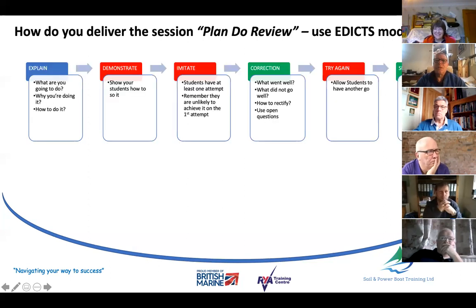So this is my view of the EDIT model, what I use. And yes, absolutely, like anything, you have to adapt it to the right environment. For me, it's to explain a bit at the very start what you're going to do, why you're doing it, how you do it. You try and do a demo. Do you always have to do a demo? The answer to me is no, depending on the situation.